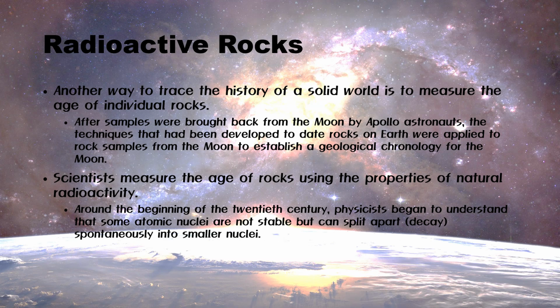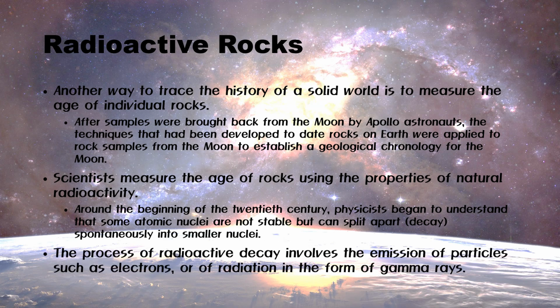Around the beginning of the 20th century, physicists began to understand that some atomic nuclei were not stable, but can split apart or decay spontaneously into smaller nuclei. Now, the process of radioactive decay involves the emission of particles, such as electrons, or of radiation in the form of gamma rays.